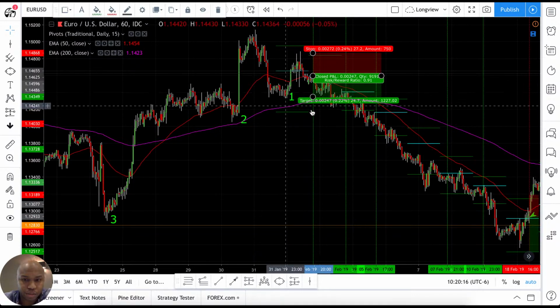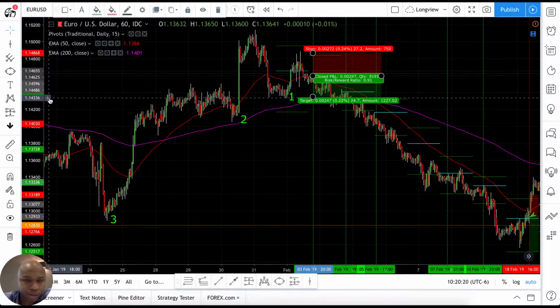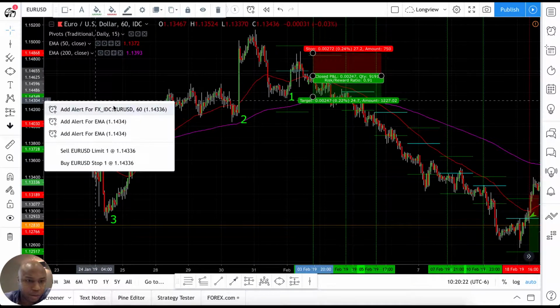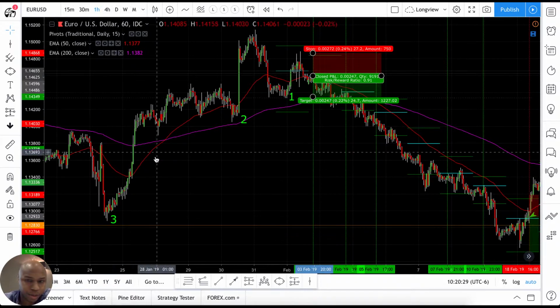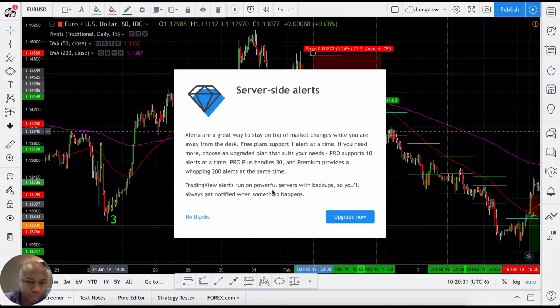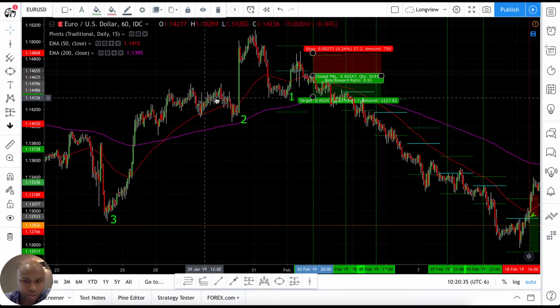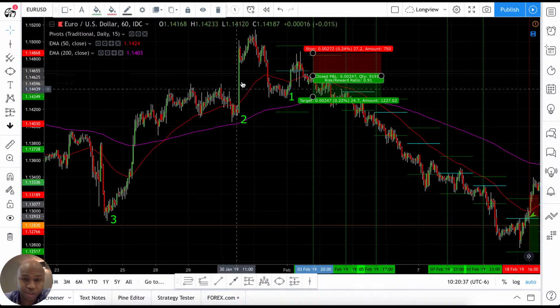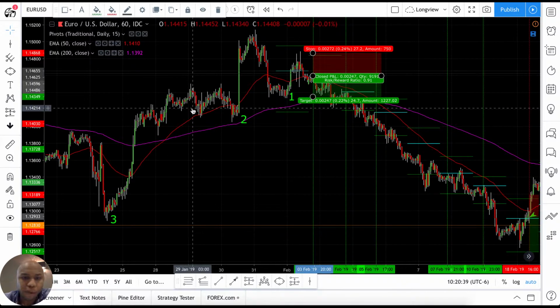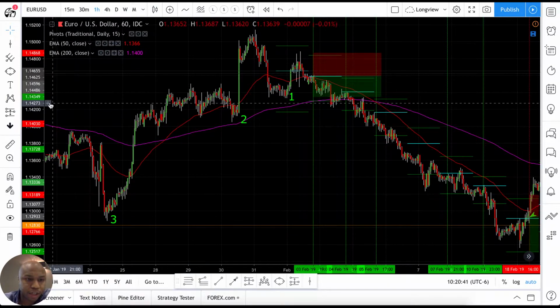So this is number 1. So number 1 would get a plus right here. Add an alert for not for the EMAs, just for the pair, right? Okay, so these are free charts. I need pro charts to do that. But what you want to do is have alerts.